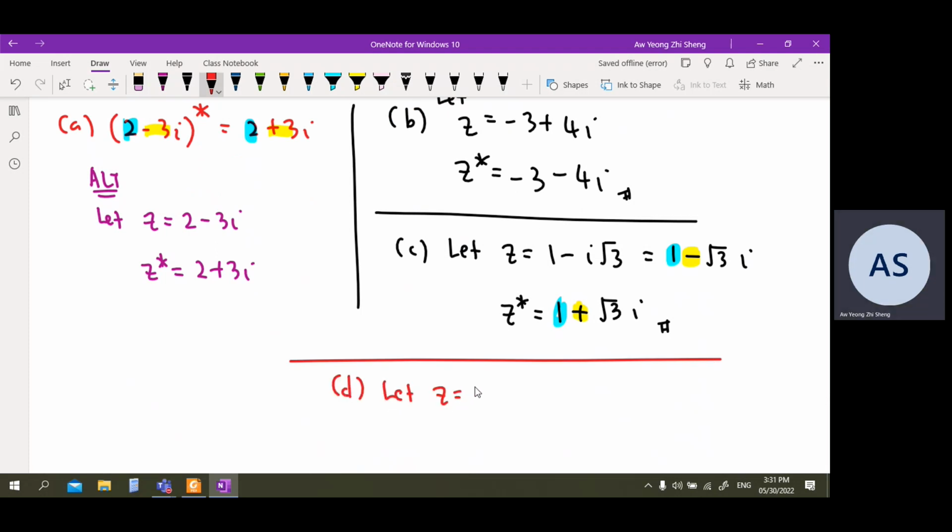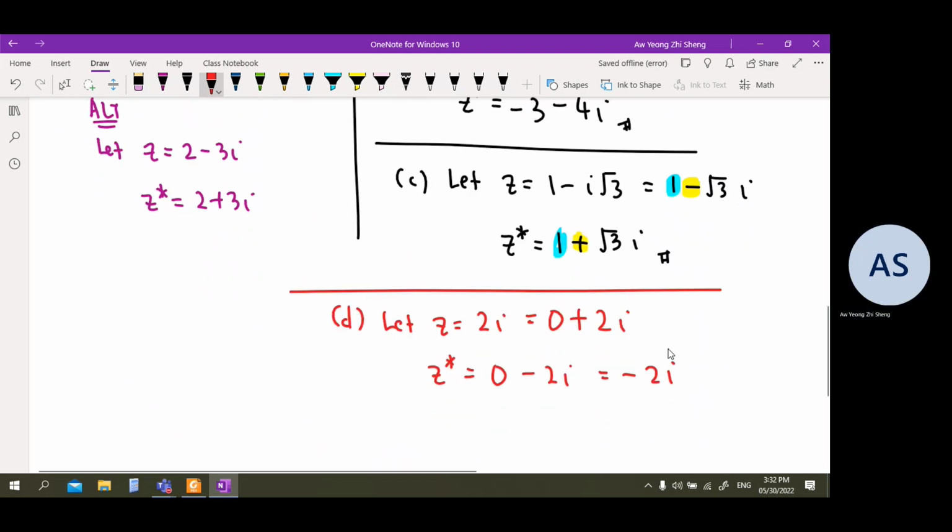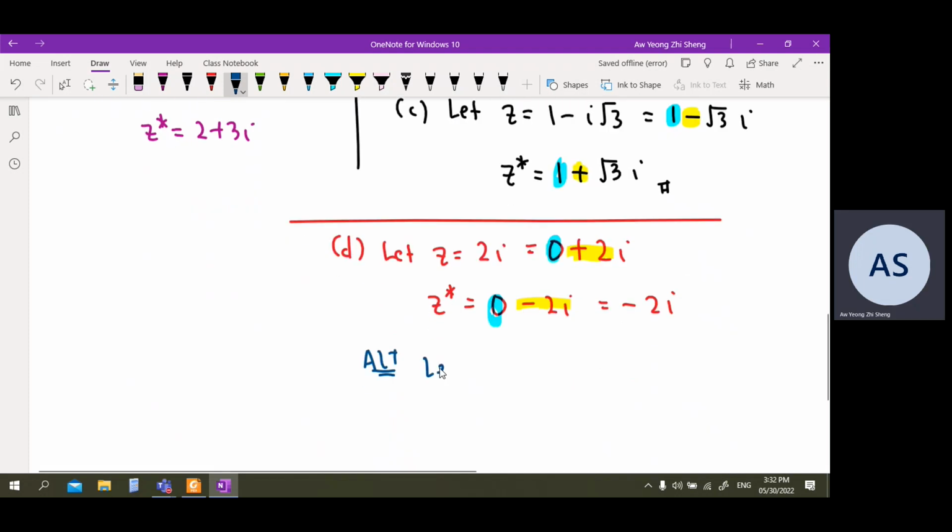if I let z be 2i, which can be interpreted as 0 plus 2i, then my z star must be 0 minus 2i, which is simply just minus 2i. And notice that the real part of 0 is unchanged, while the plus 2 as the coefficient of i has its sign reversed to become minus 2. Of course, when we are already familiar, you can write: if you let z be 2i, then z star is simply minus 2i. It's not a must to write out the 0 in front of the 2i.